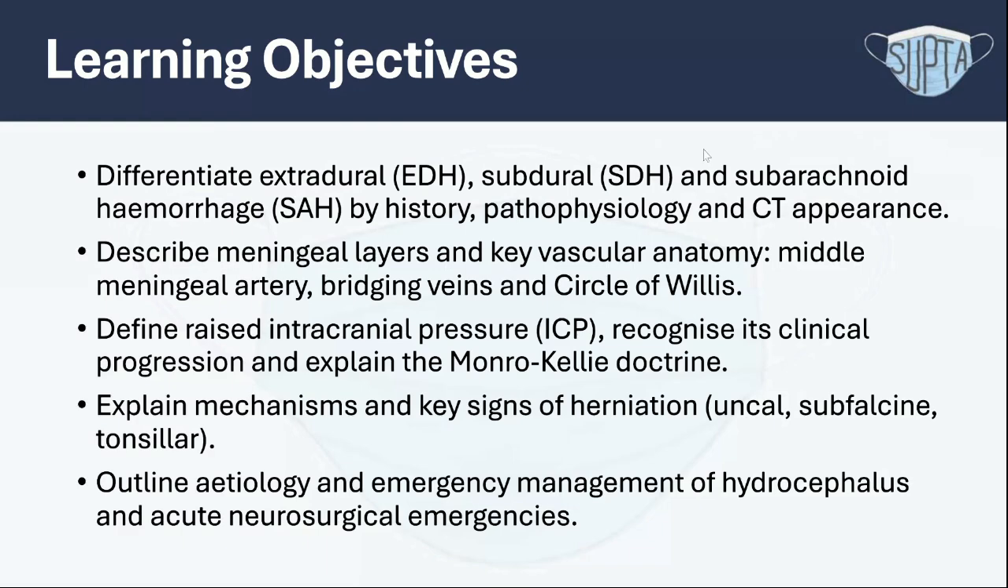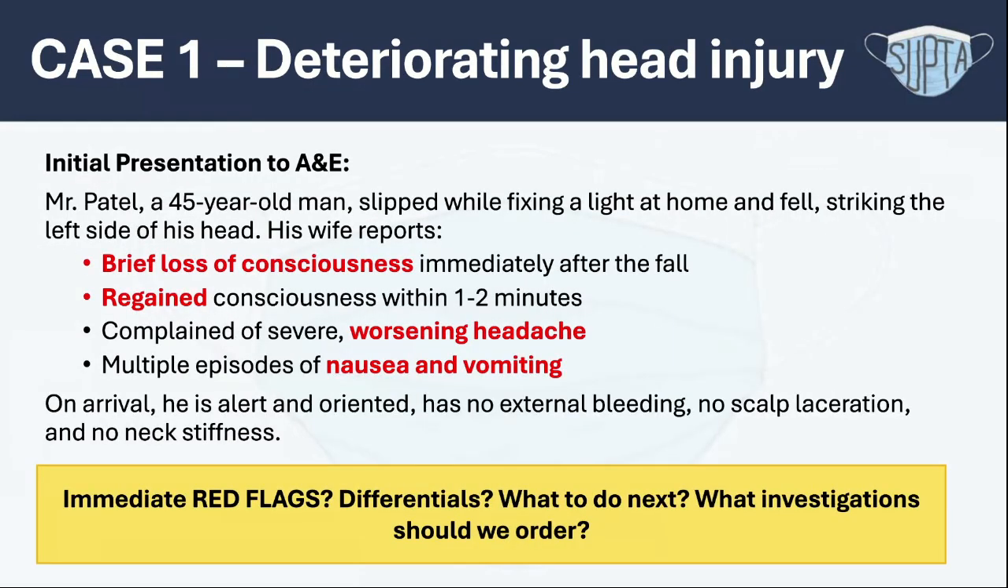Okay. So first case, we'll talk about somebody who had a head injury, because that's the most common thing you'll see. This is Mr. Patel, a 45-year-old man who slipped while fixing a light at home and struck the left side of his head. His wife reports that immediately after the fall, he had a brief loss of consciousness, but then regained consciousness within 1 to 2 minutes. After that, he complained of a severe worsening headache, and he has also had multiple episodes of nausea and vomiting. On arrival to the A&E, he's alert and oriented, and there's no external bleeding, no scalp laceration, and no neck stiffness.